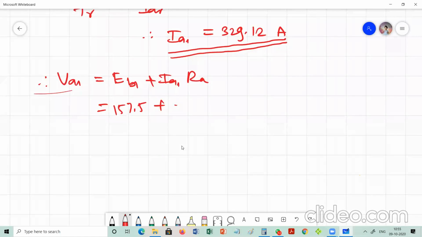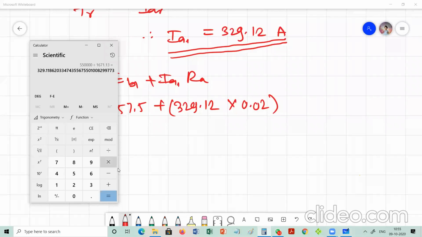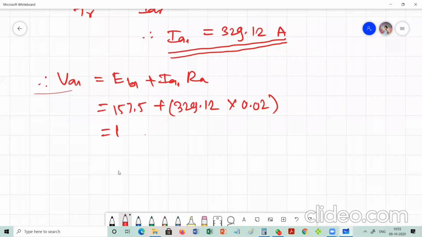प्लस IA1 आताच कॅल्क्युलेट केला, 329.12 into RA, they are given equal to 0.02, plus 157.5 is equal to 164.08. Okay, now we have solved the first part. This is the first part of the problem.